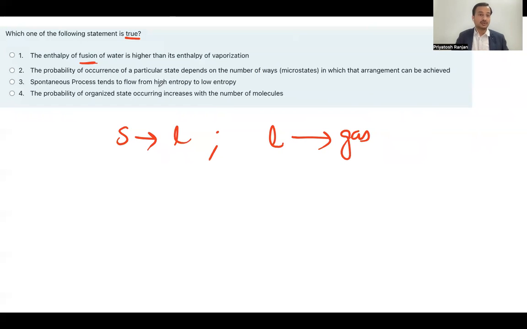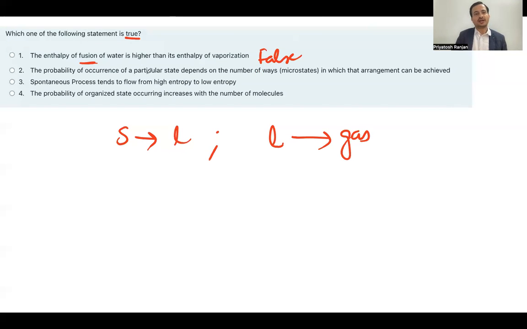Remember, the value of both the enthalpy as well as the entropy of fusion of water is lesser than the enthalpy of vaporization, or even the entropy of vaporization. So the first one seems false, because when you move from liquid to gas, both the enthalpy as well as the entropy are going to be much higher than the enthalpy or the entropy of fusion. So this seems to be false.